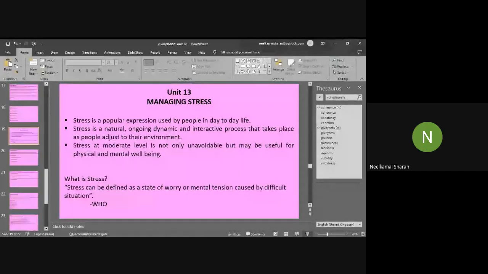It is not moving. Managing stress. Are you able to see on your screen Unit 13, Managing Stress? Yes, it appears. Okay. So I have explained what stress is, with an example also, and I said that stress at a moderate level is useful for our physical and mental well-being. What do you mean by this?